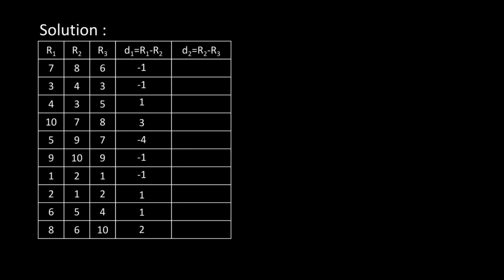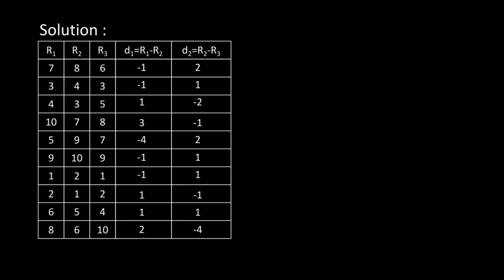D2 is difference between R2 and R3. So 8 minus 6 will get here 2. 4 minus 3 will get here 1. 3 minus 5 will get here minus 2. 7 minus 8 will get here minus 1. 9 minus 7 will get here 2. 10 minus 9 will get here 1. 2 minus 1 will get here 1. 1 minus 2 will get here minus 1. 5 minus 4 will get here 1. 6 minus 10 will get here minus 4.